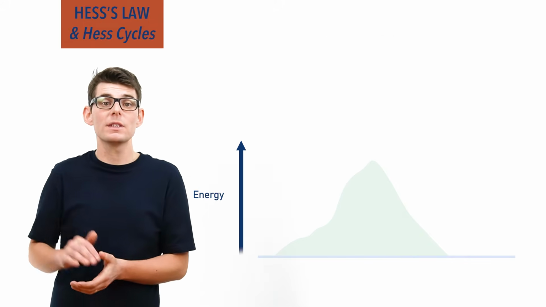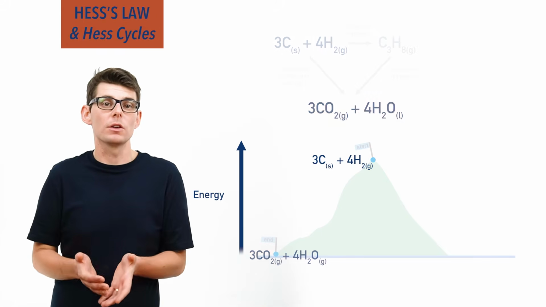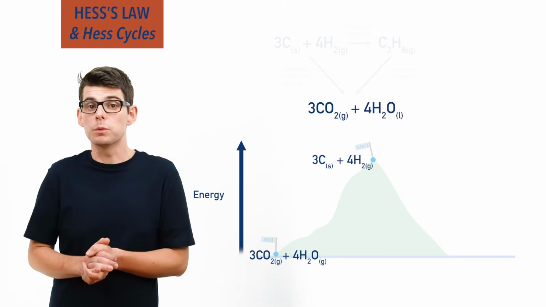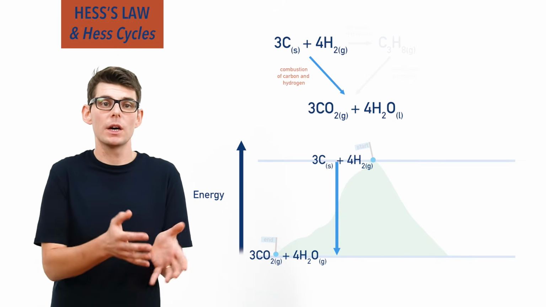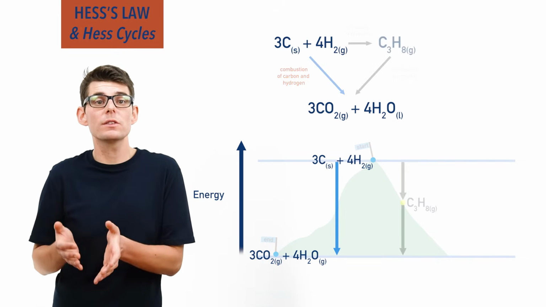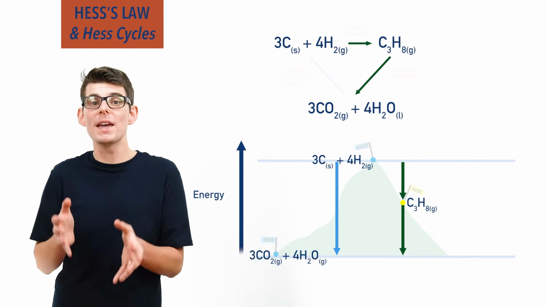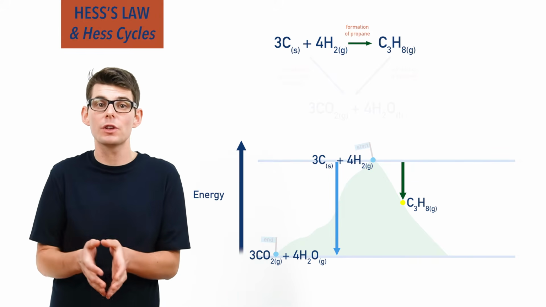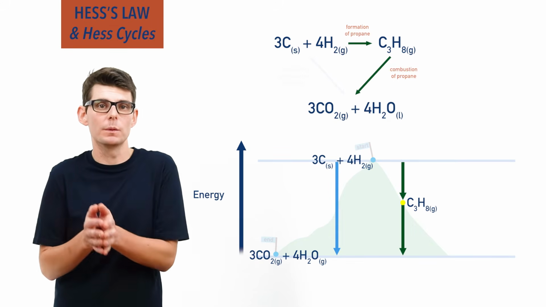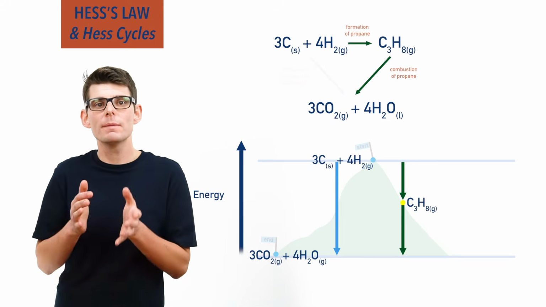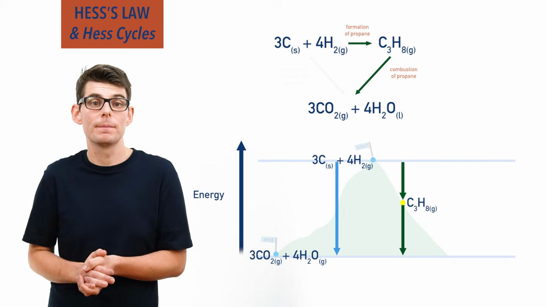The top of the mountain is like the carbon and hydrogen, and the bottom carbon dioxide and water. Route 1 is going straight down in one go, combustion of carbon and hydrogen. Route 2 is going down in 2 stages and rested in the middle. Formation of propane from carbon and hydrogen, and then combustion of propane to get to the carbon dioxide and water. We can measure the standard enthalpies of combustion here really easily.